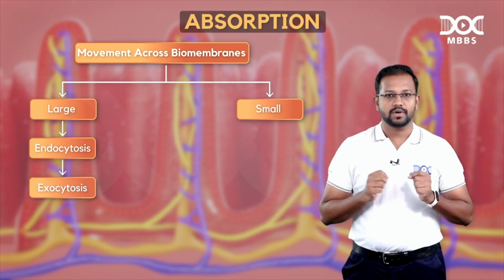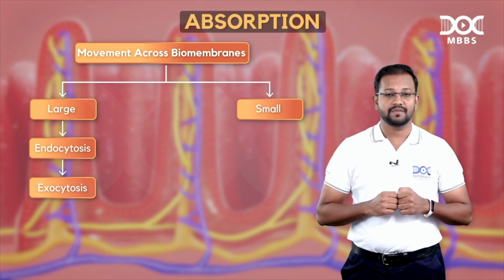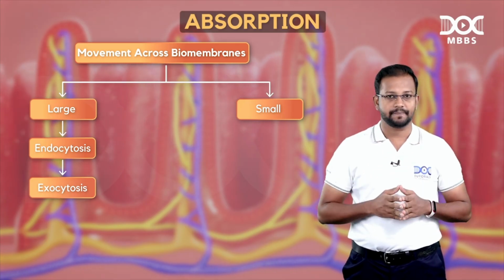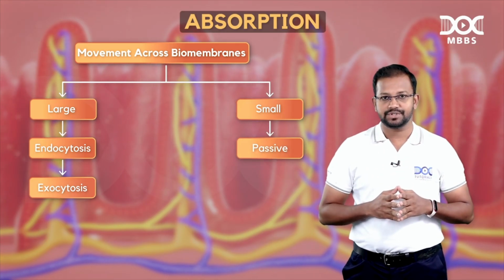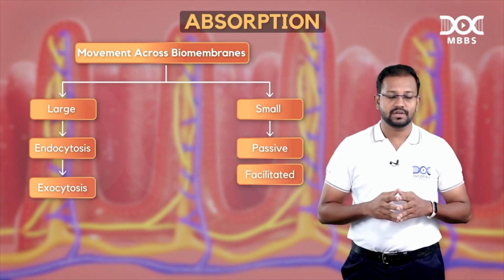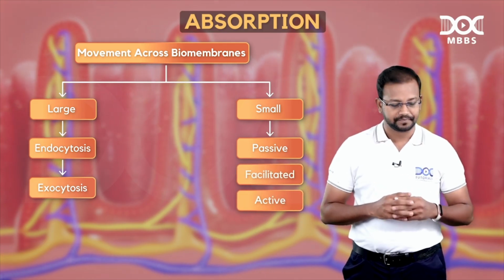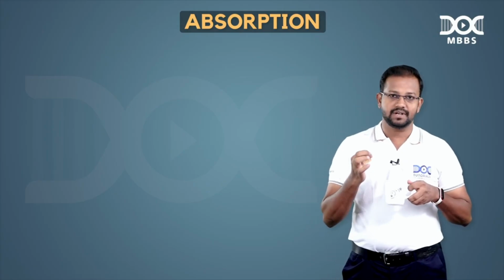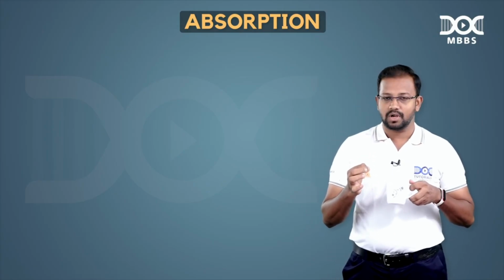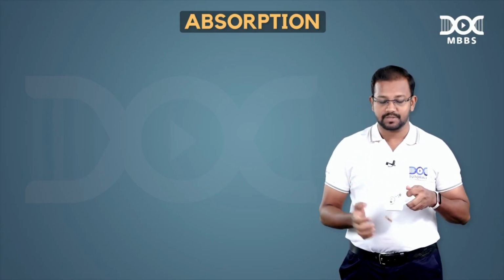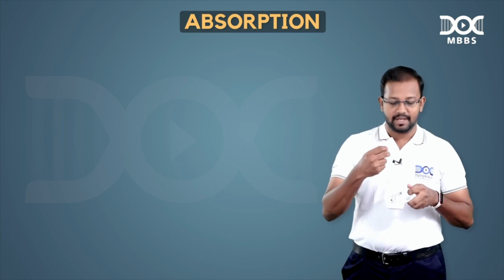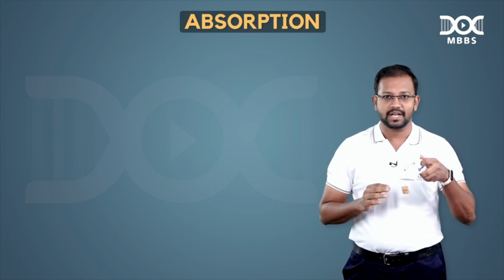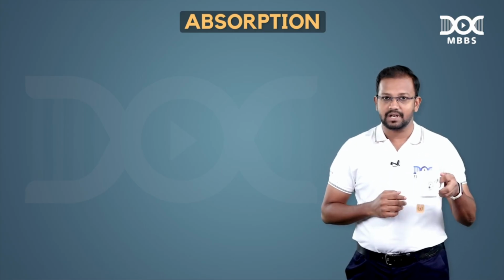Now what about smaller molecules, guys? For smaller molecules we have three major routes by which a drug molecule can cross biomembranes. The first one is passive diffusion, then we have facilitated diffusion, and then active transport. Consider a tea bag. How do we normally drink it? We just put hot water in it, take a tea bag, put it in, keep it aside, wait for some time, and after that you drink it.